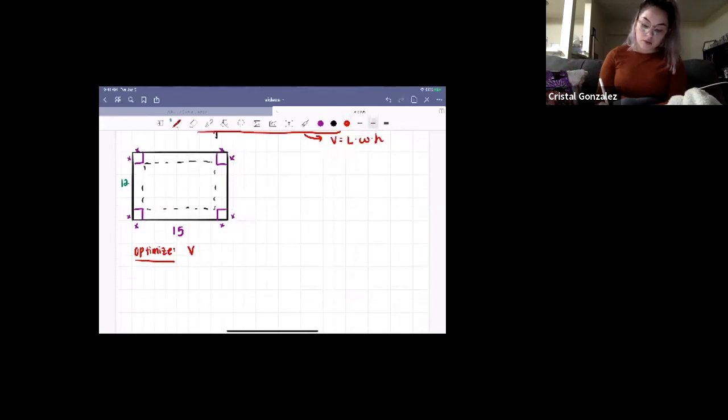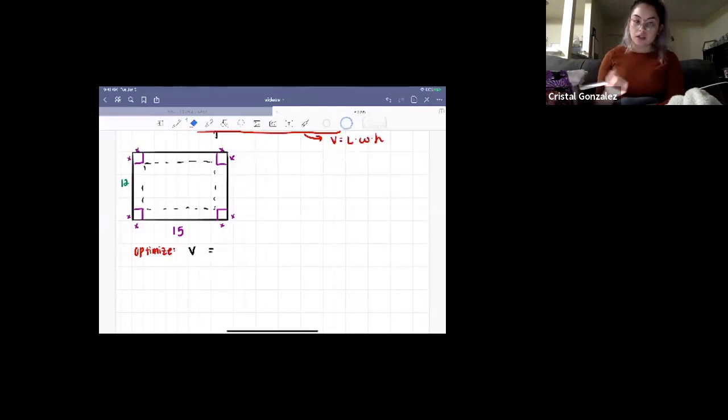So we can do something like V equals, let me go back to black. V equals some length times some width times some height. But now my question is, what's the length, what's the width, and what's the height? So we kind of need to figure that out, right? Because I know that my length, don't write this down, but would my length be 12 and then 15 and then my height is just X? No, it's not. That would be way too easy.